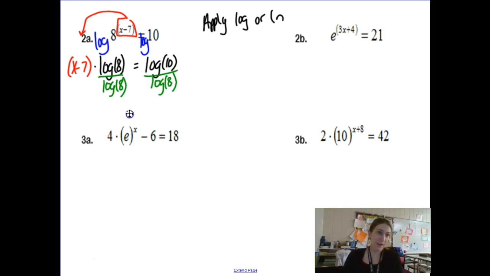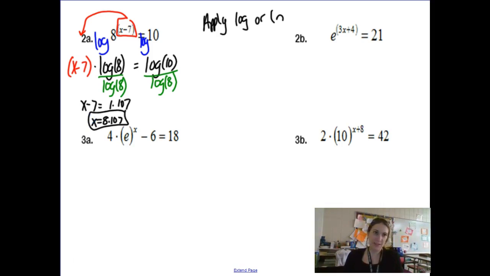Common log of 10 divided by common log of 8 is, I don't know, something like 1.107, because my last step is I'm going to have to add the 7 over. So I'm kind of going off my answer and figuring that this is 1.107 roughly. So when I add 7 to both sides, I get x equals 8.107.